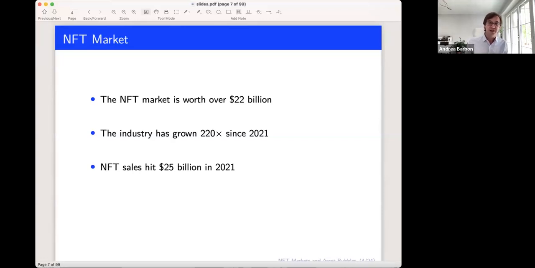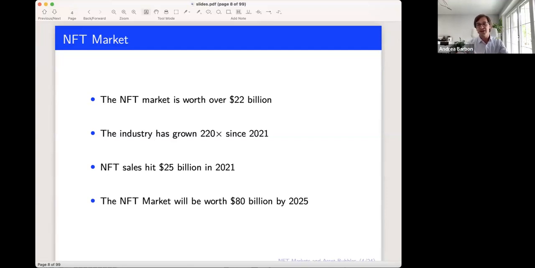In 2021, the amount of volumes or sales in the NFT market amounted to about $25 billion. And some projections claim that by 2025, the entire value of NFTs will be $80 billion. I found these statistics on a website, and if you look at other websites, there are other statistics. Everybody is saying whatever they want about this. But because NFTs are recorded on a blockchain, we can actually look at on-chain data. So now let me share my other screen here.